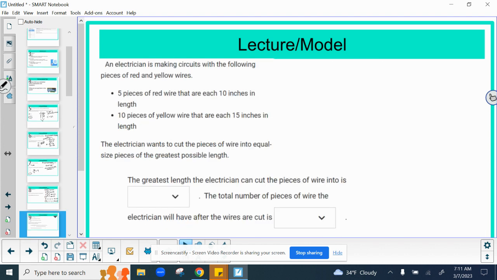All right, this one's a little trickier. An electrician is making circuits with the following pieces of yellow and red wire. 5 pieces of red wire that are each 10 inches in length. So that would be a total of 50 inches of red wire. 10 pieces of yellow that are each 15 inches. So that's 150 inches of yellow.